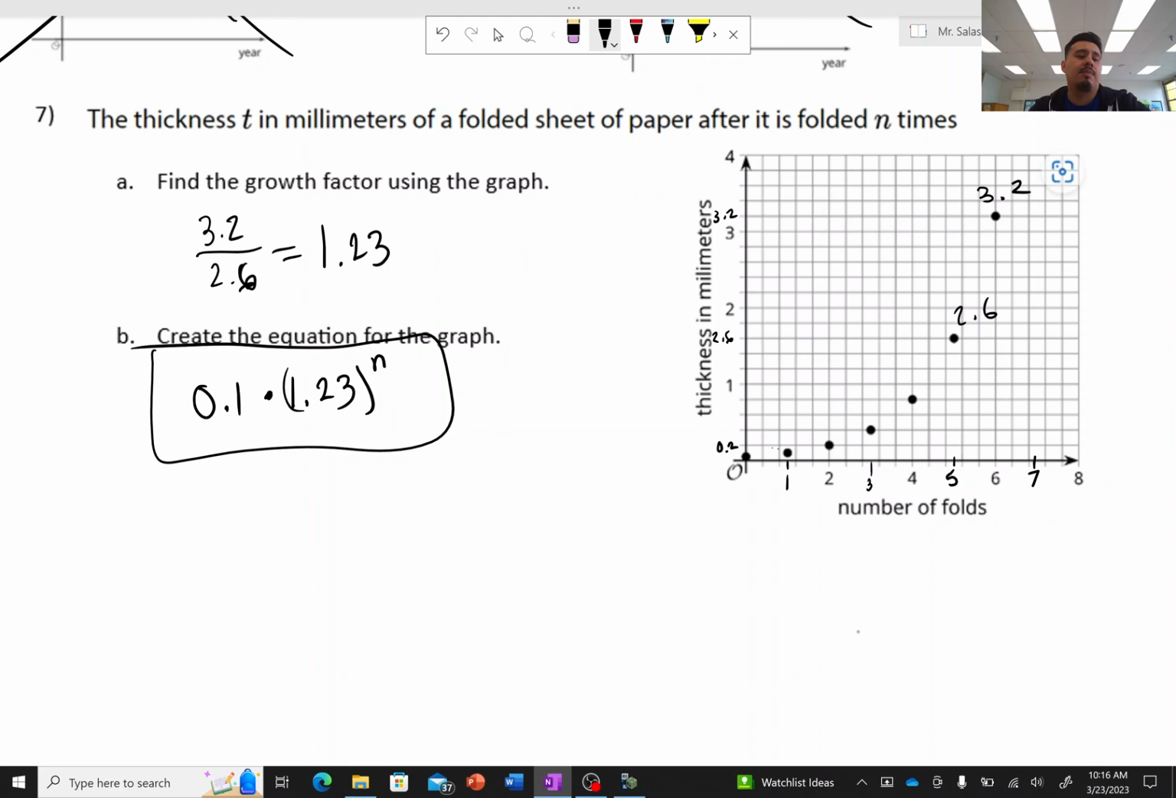Now, on the test, the problem will be a lot simpler, and I will make sure that the graph, if you have a graph, is much more clear and has more values. So don't be intimidated. This is just one way to get you prepared for the test, okay?